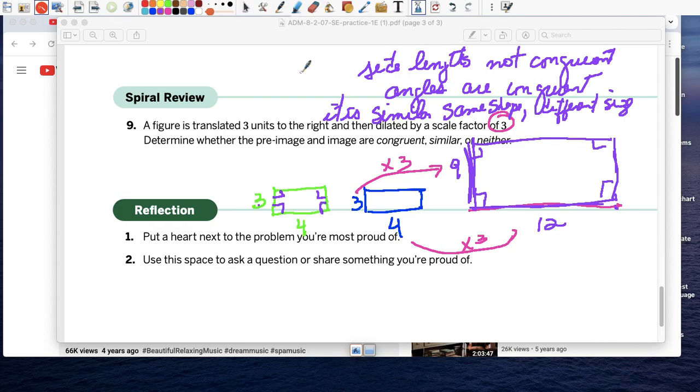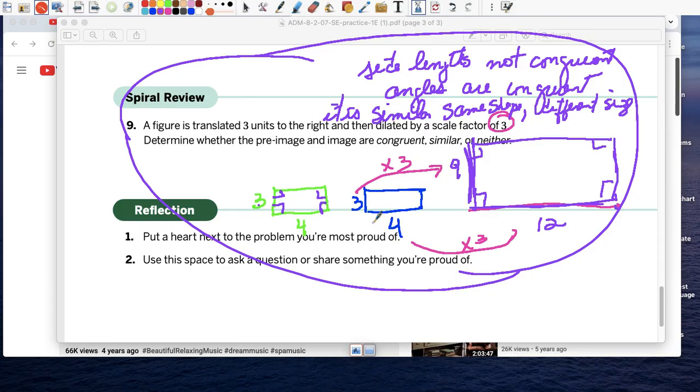You're okay with that? Okay, good. So again, congruent means same measurements on the side length, or same angles, depending on what you're asking. And then similar, you can be similar if you have the same shape and your side dimensions were either dilated up or down by the same scale factor.